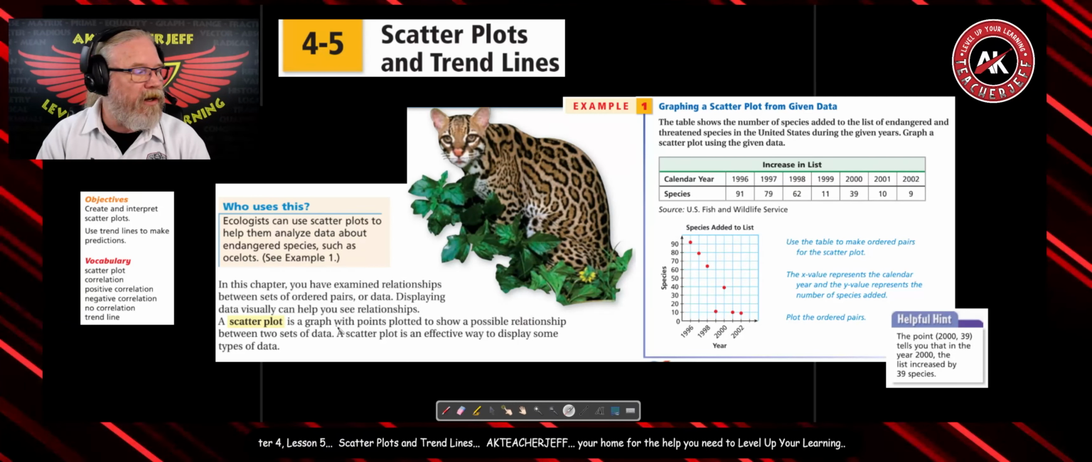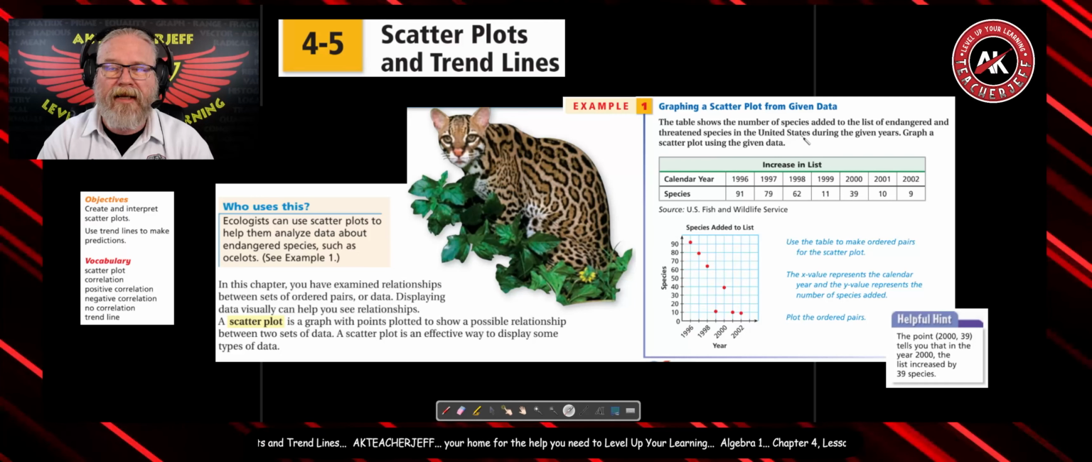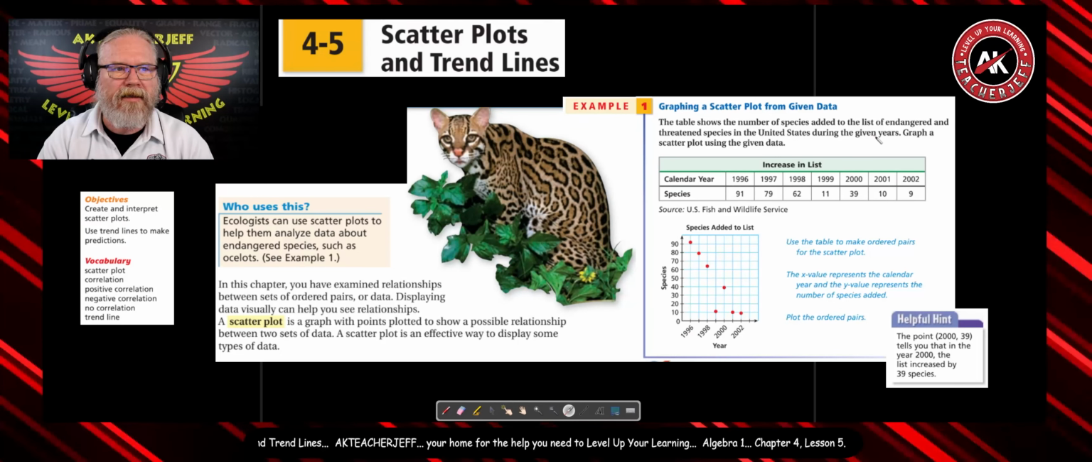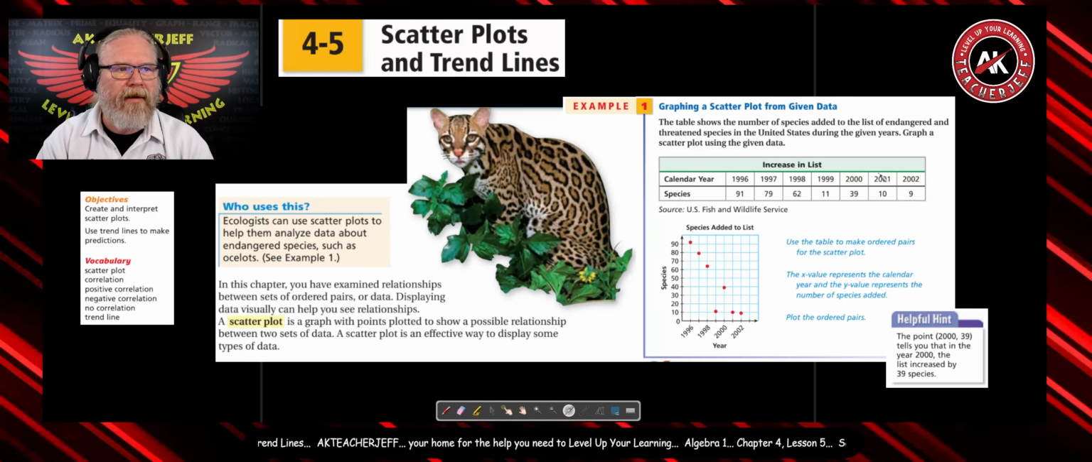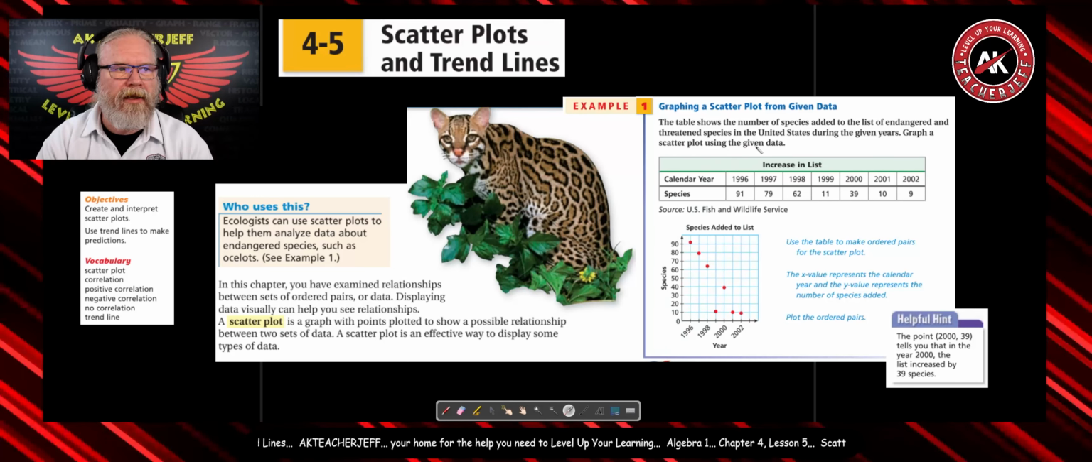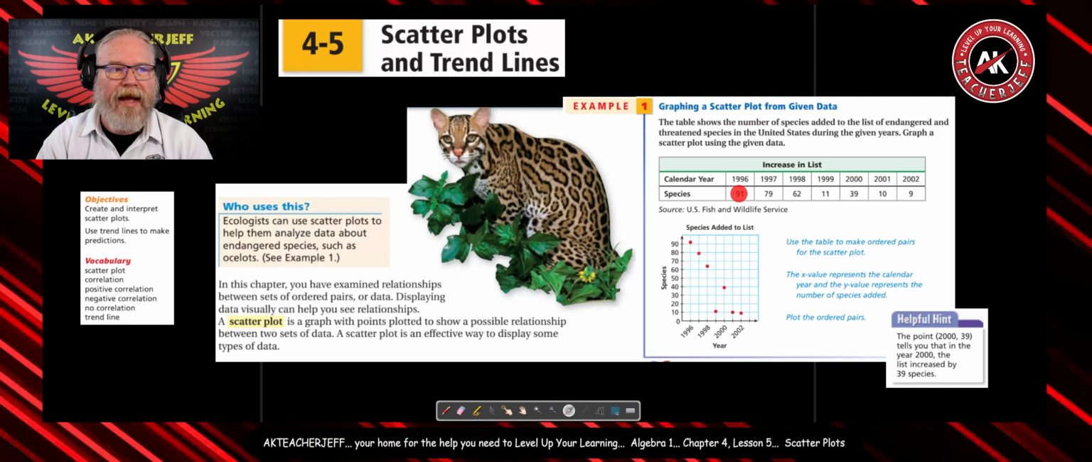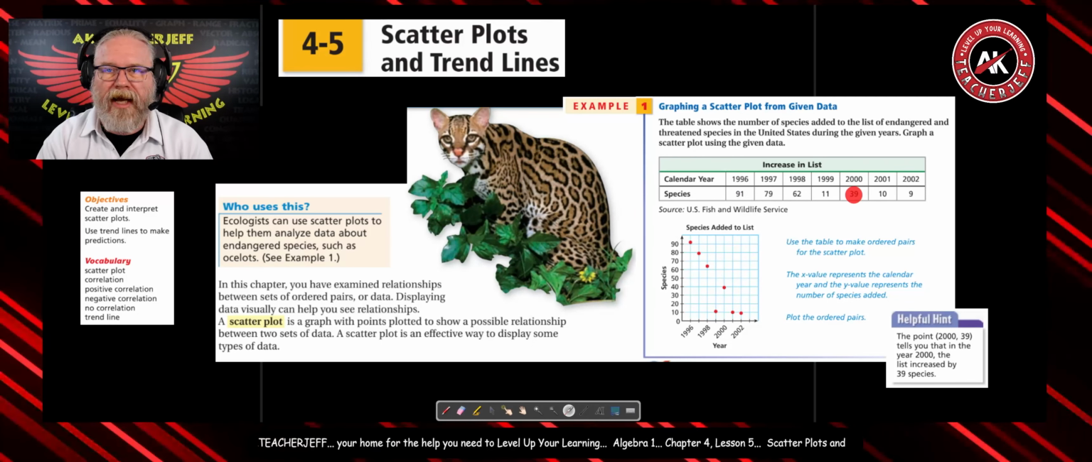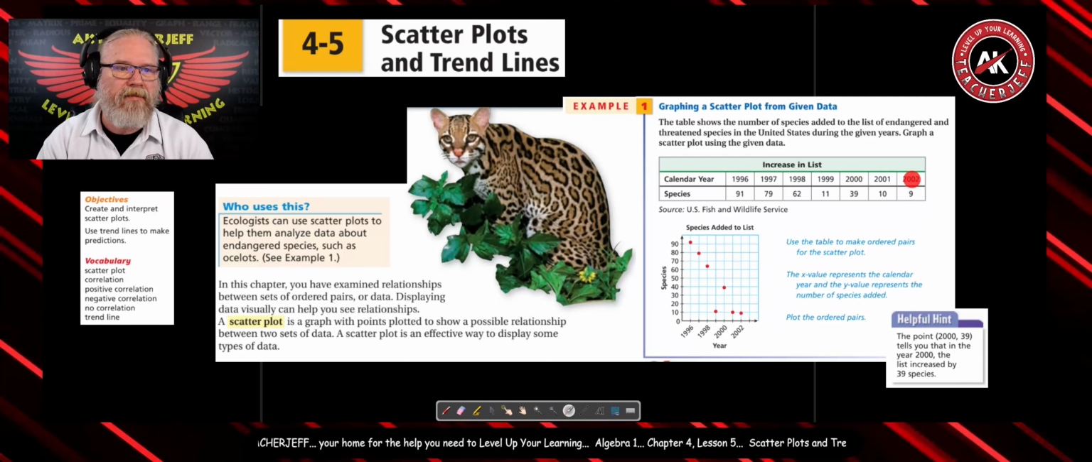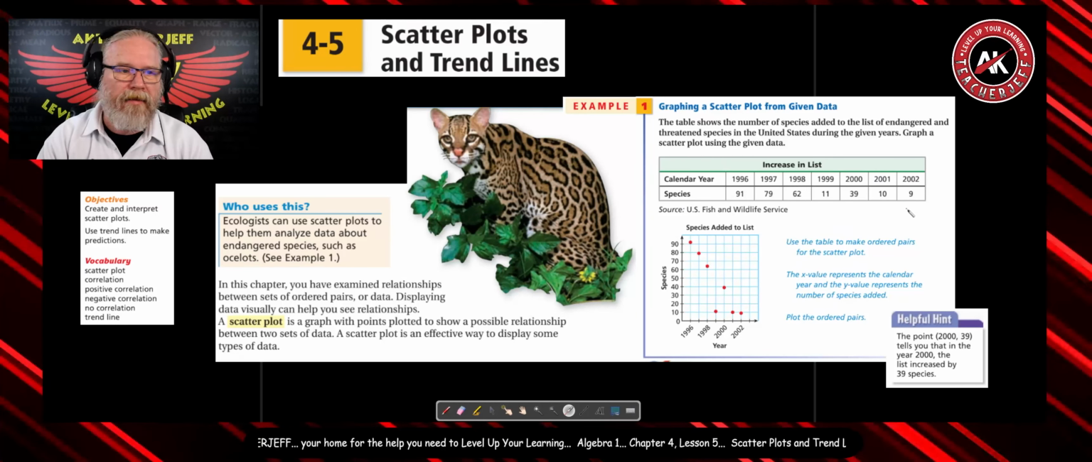So let's look at example one. How do we make a scatter plot? So, graphing a scatter plot from given data. The table shows the number of species added to the list of endangered and threatened species in the United States during the given years. And we have the years that are given here. Graph a scatter plot using the given data. So in 1996, there were 91 of them added. In 2000, there were 39 endangered species added. In 2002, there were 9 of them added.